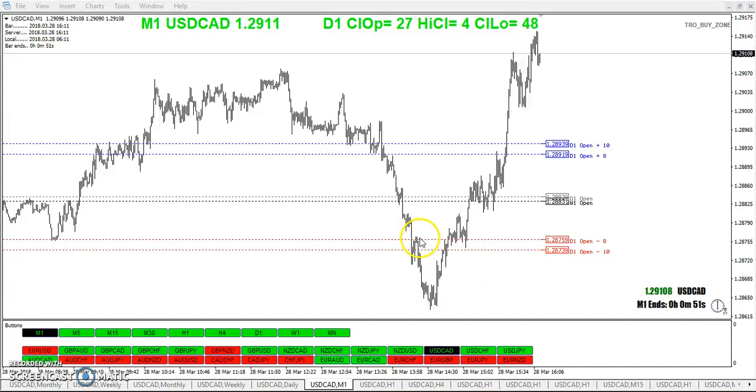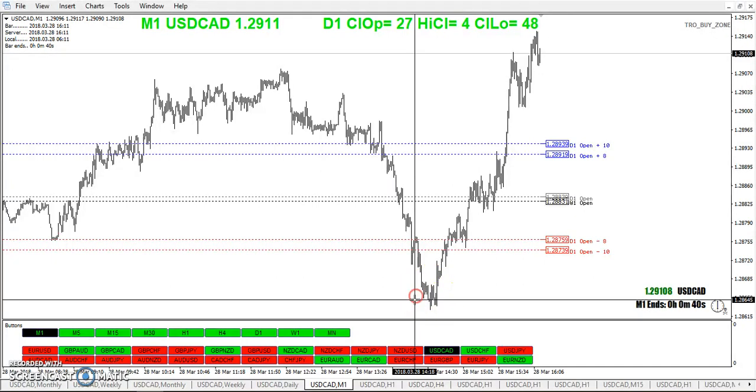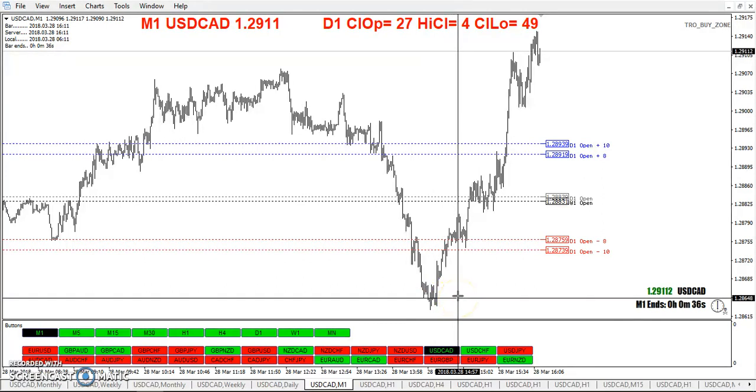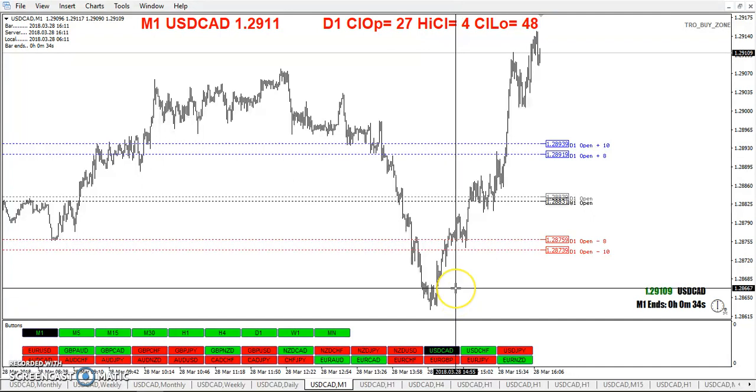Let's see, right here. You got in. And once again, it made a new low. See, there was the low, made a new low. Came back through that low right there. So maybe you had it 1 pip out. Once again, that would have been a nice trade.